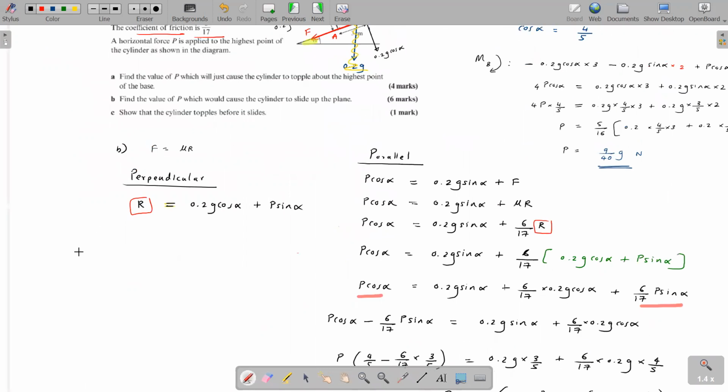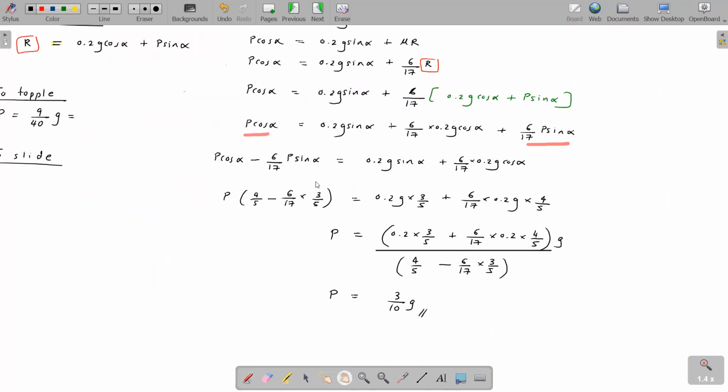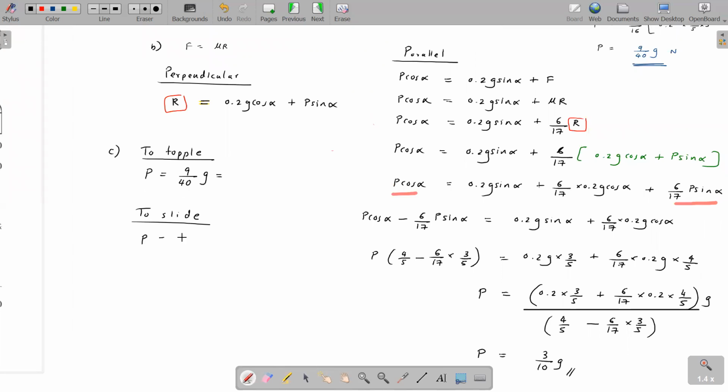Okay. In part A, to topple, what was the P value? To topple, the P value was 9 over 40 G. Can I have the numerical value? Like, give 9 over 40 into 9.8. Get the value here, guys. So I want the values here. To slide, our P value was 3 over 10 G. You have to compare them. Either you can make a common denominator here or just get the numerical value. Anything is fine. You can make it out of 40 and see which one is bigger. Yeah, teacher, even I get the same. Okay. So guys, here 9 over 40 G, here 3 over 10 is actually 12 over 40, right?